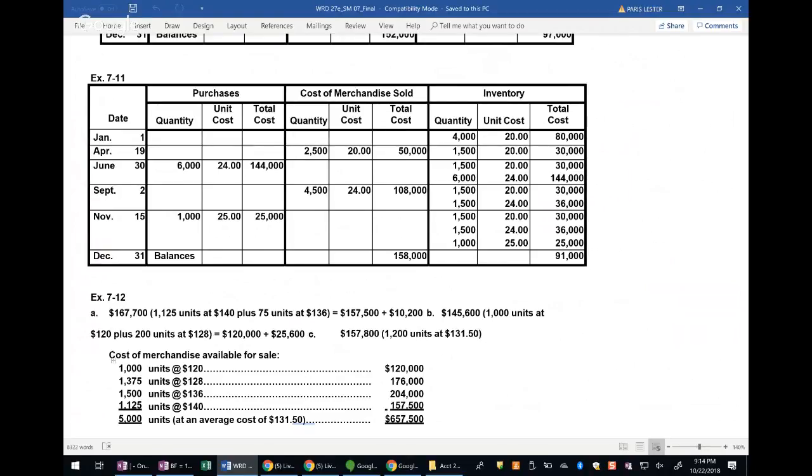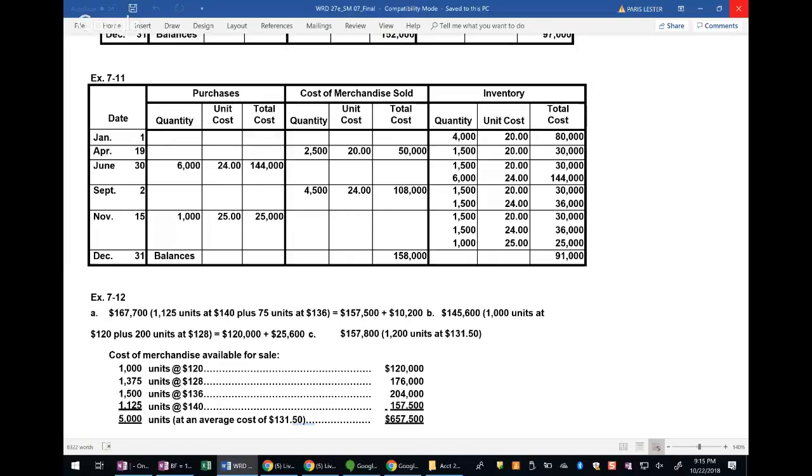Okay, here's what Alexander gave me. 1,125 at 140 and 75 at 136, is that correct? Yeah. All right, now, Dylan, what units would we have left under FIFO? I mean, under LIFO? You would have the 1,000 at 120 and then 200 out of 128. Exactly. All right, and that's what we should have right here: 1,000 at 120 plus 200 at 128.